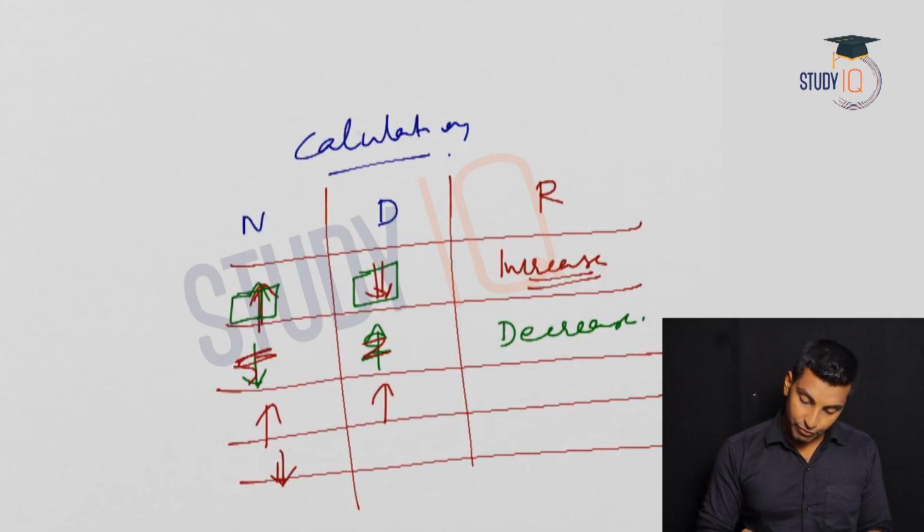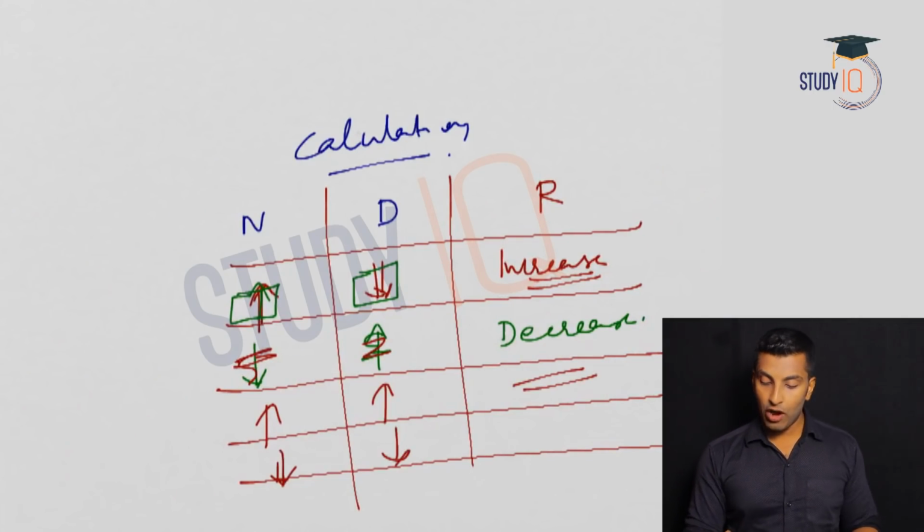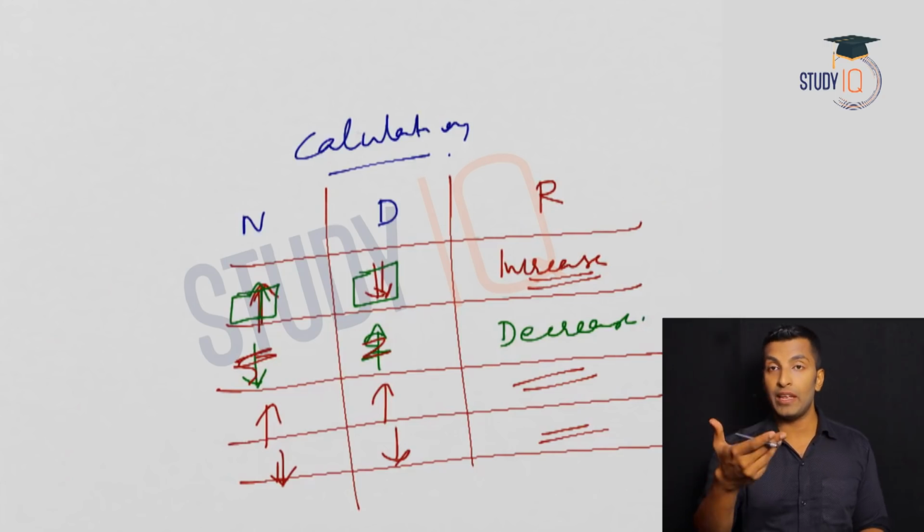If both decreased, it can be an increase or a decrease. We need to calculate. We need to know the exact situation. Now in some questions you are asked to find the bigger ratio, or you are asked to compare the ratios.